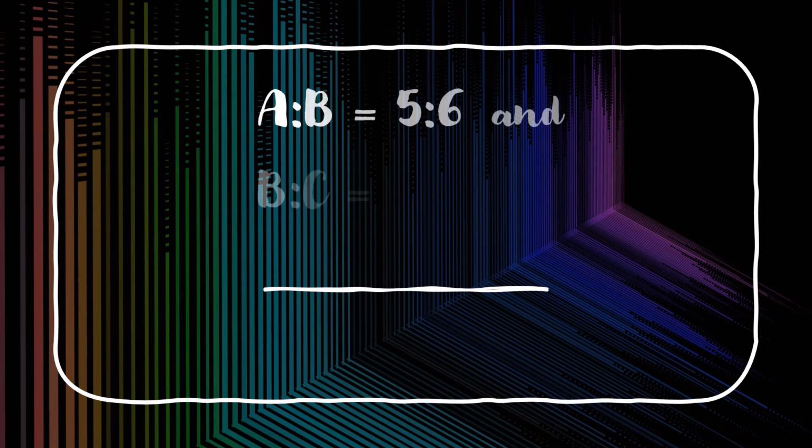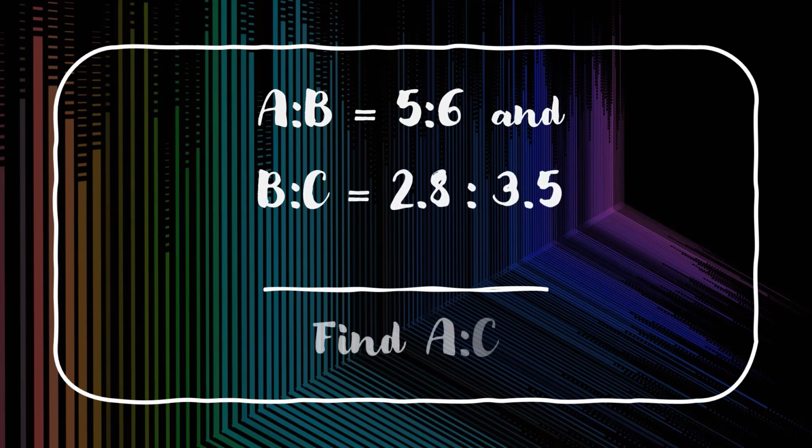A is to B is equal to 5 is to 6 and B is to C is equal to 2.8 is to 3.5. Find A is to C.